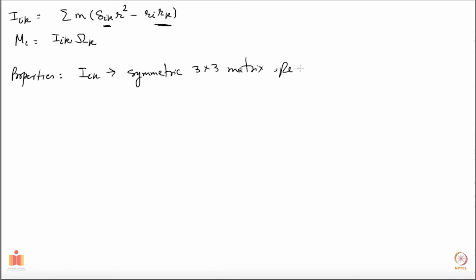It's real, right? All the entries are real. There is no complex quantity entering here. Does that remind you of something? If you have a real symmetric matrix, you can diagonalize it. To this we will come back a little later, and you can diagonalize it by an orthogonal transformation.